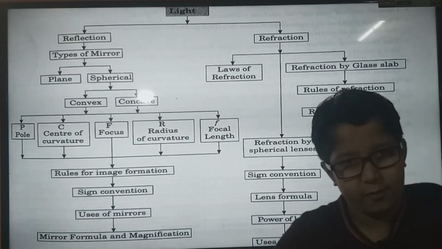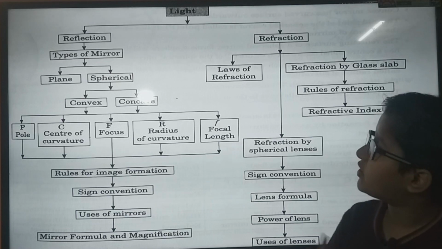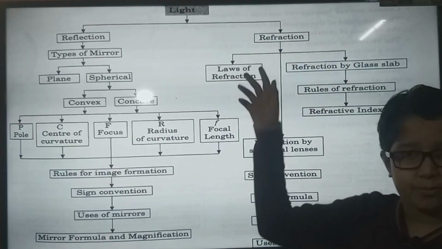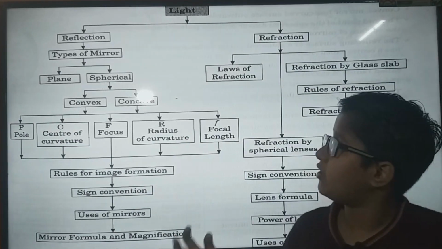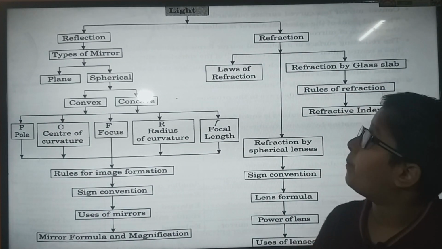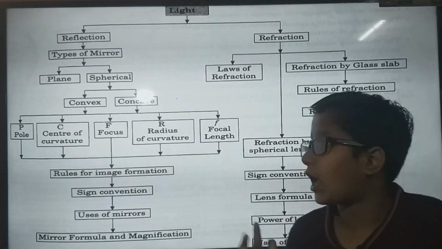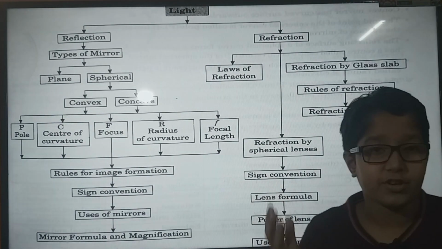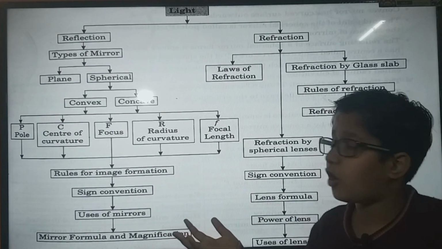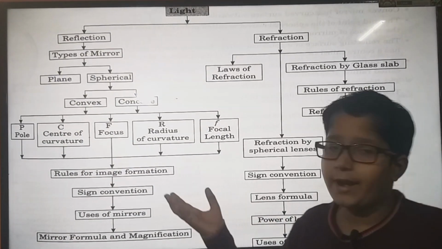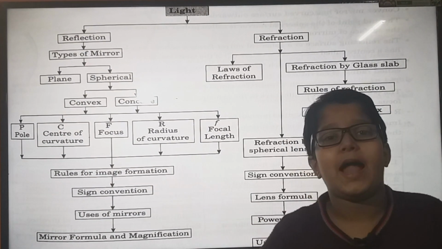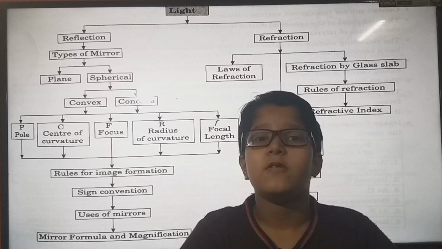So here is the mind map of the whole chapter. We'll study this. I have divided this chapter into two videos. In today's lesson, we'll do reflection, types of mirrors, plane mirrors, spherical mirrors, types of spherical mirrors such as concave and convex, components of a spherical mirror, and rule of image formation and ray diagram of spherical mirrors.